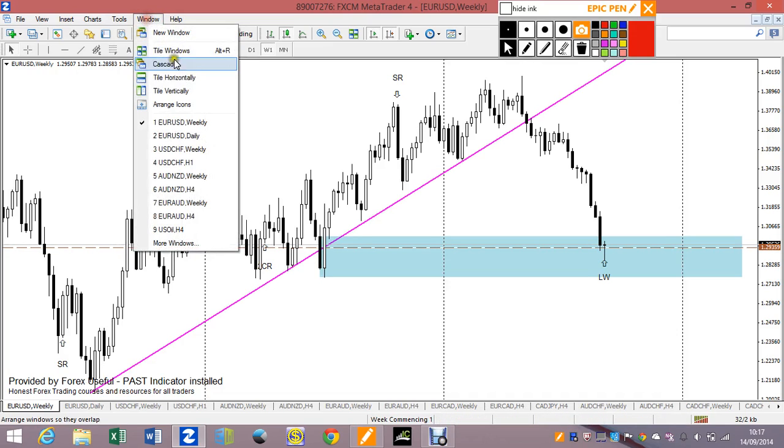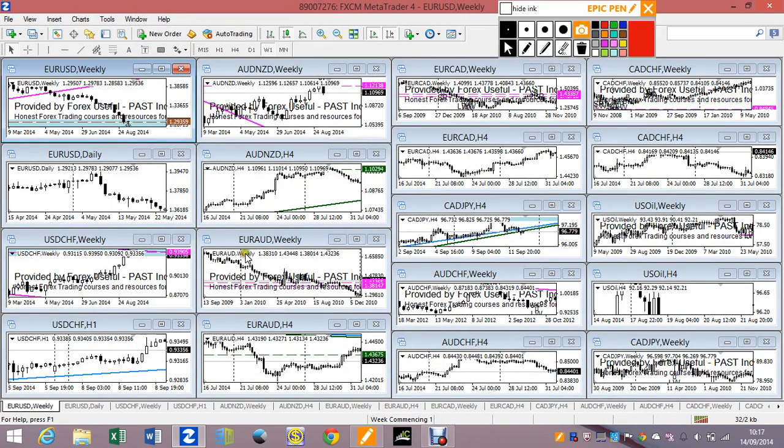After I moved them over, I went down into a bit more detail into each of the pairs, and took a few out that I wasn't interested in. For example, the pound dollar, there's a nice weekly pin bar, but I'm avoiding all pound crosses this week because of the Scottish referendum. No idea which way it's going to go, and there's probably going to be a huge amount of volatility over any of the pound crosses.